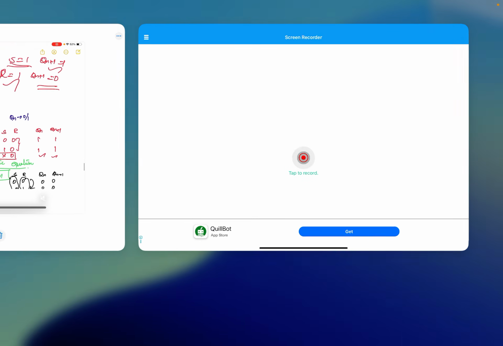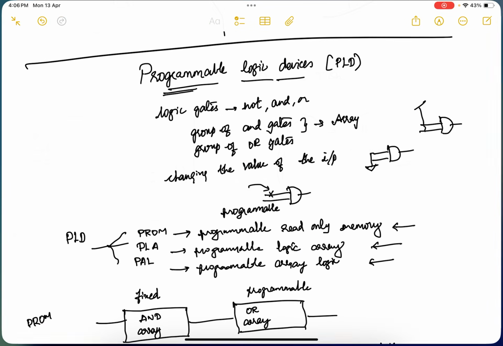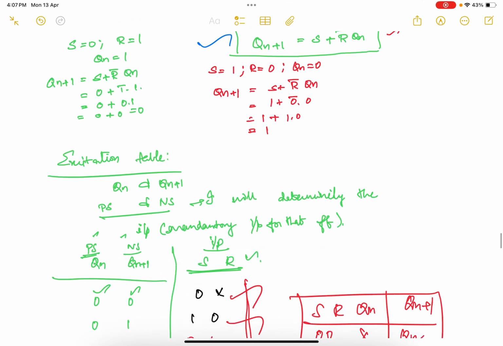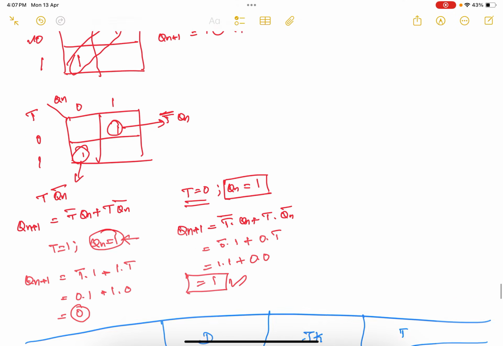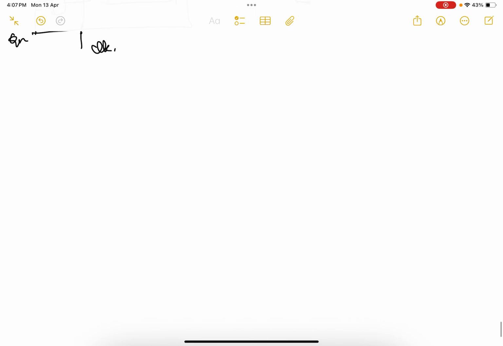Good morning all. I welcome you all to my next series of lectures on JK flip-flop conversions. In the last video we have seen the SR conversion, that is how SR will be converted into the other three types of flip-flops.